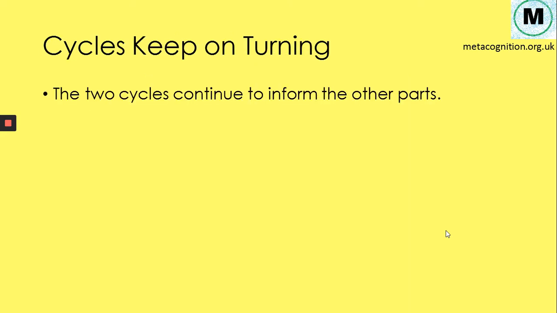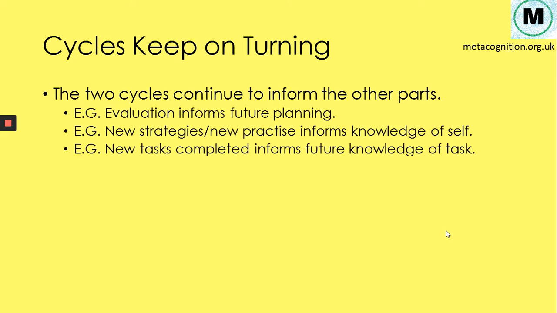The other thing to be aware of is these are cycles, and so they just continue turning and turning. Each end point of the cycle informs the next part of the cycle. For example, evaluation goes on to inform future planning. Learning or practicing strategies informs an individual's knowledge of self, or completing new tasks will give students a greater knowledge of task. These cycles keep on turning and keep on being more and more informed, and we also need to make that explicit to students.